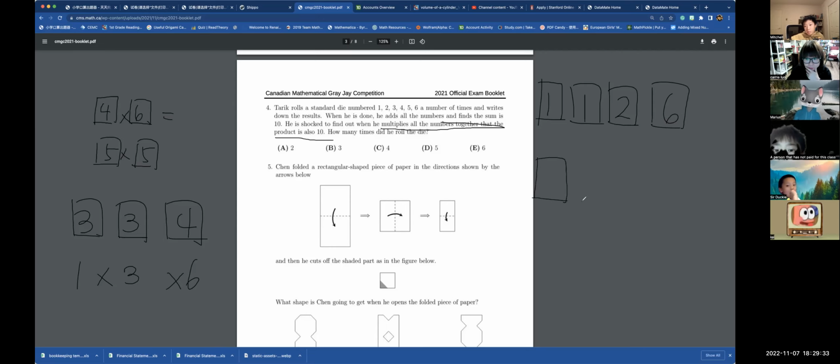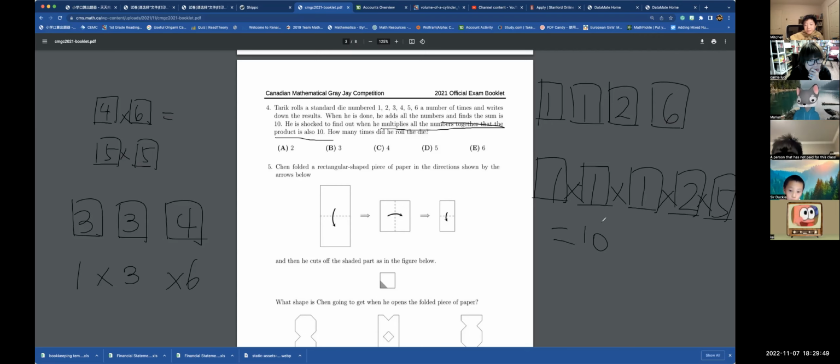So how about let's do this one? 1, 1, 1, 2, 5. Get it? So 1 plus 1 plus 2 plus 5 equals 10. And 1 times 1 times 1 times 2 times 5 is also 10. Get it? So the answer is how many times he wrote it? 5. Get it?